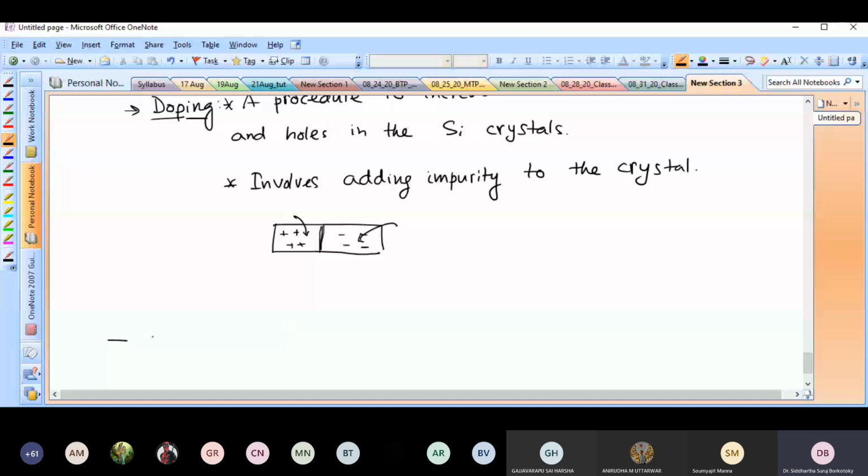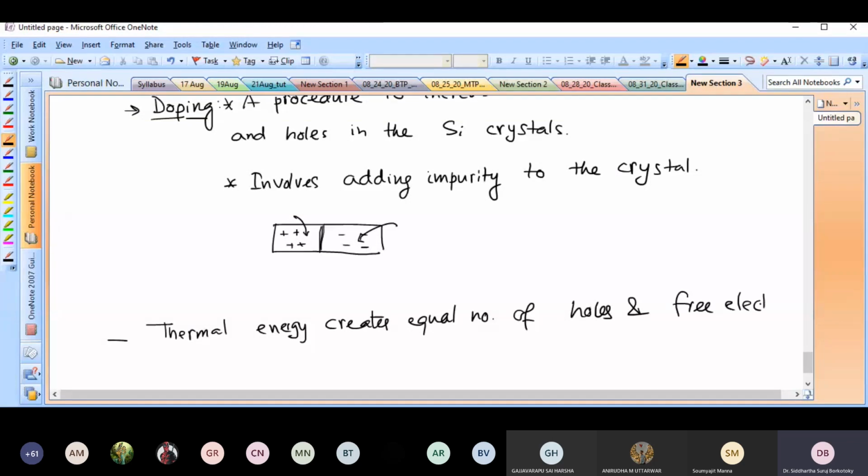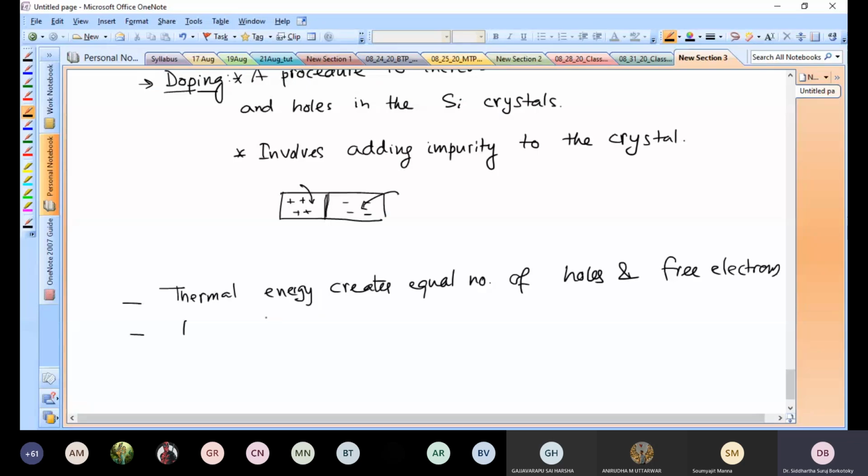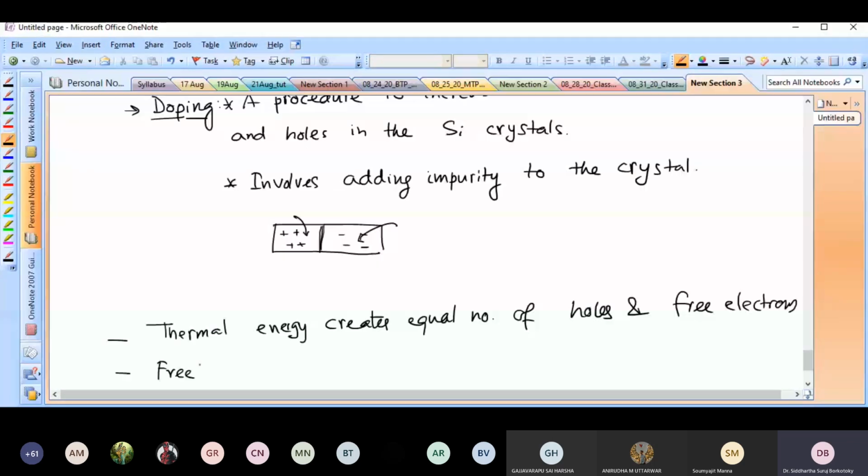The main takeaway from here is that thermal energy creates an equal number of holes and free electrons. That's number one. And number two is recombination. Or before that, let's say these free electrons move around randomly.